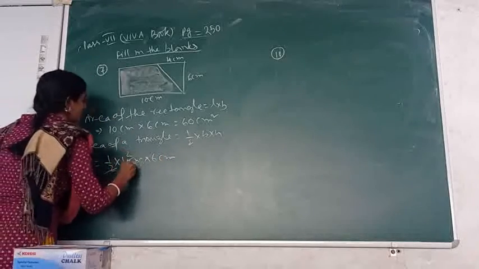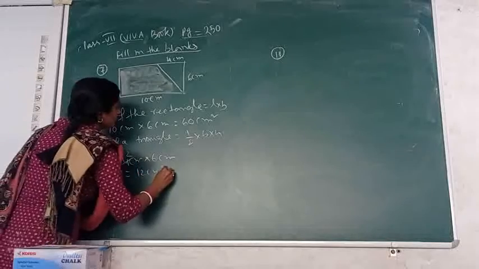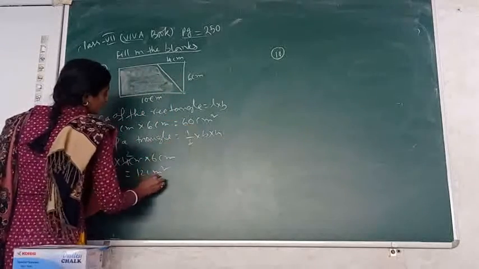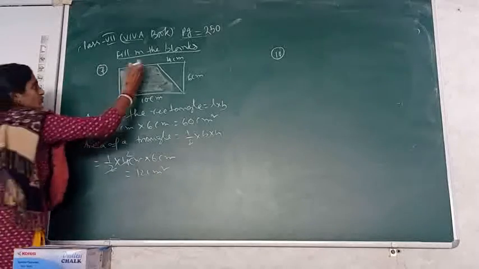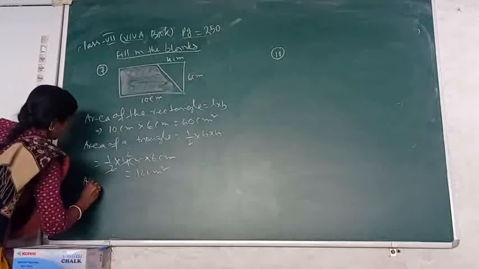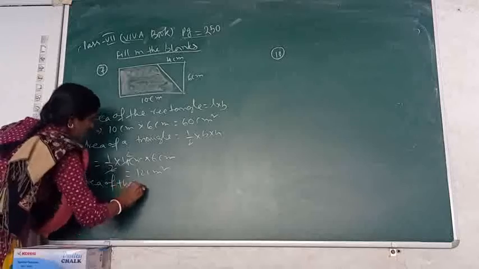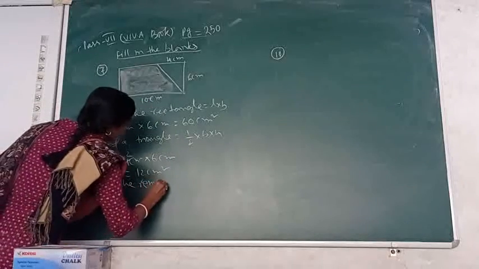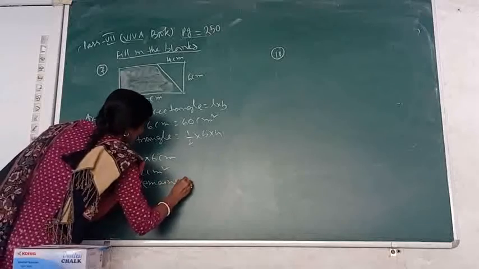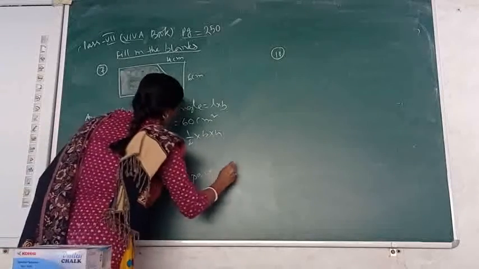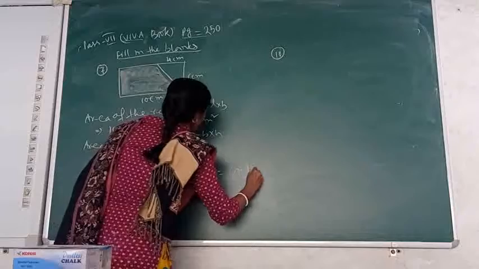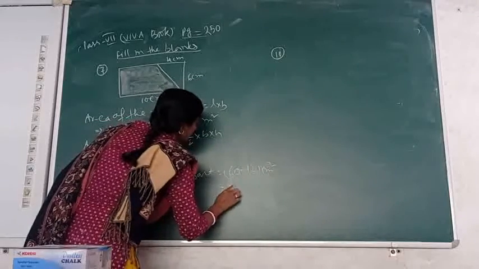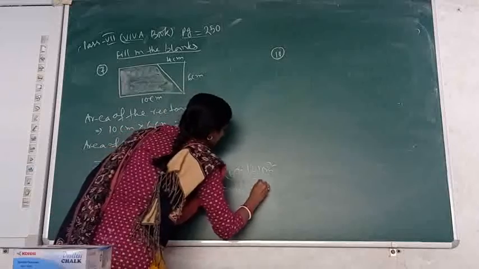So let's cancel them. What are you getting? 12 centimeter square. So from the rectangle, from 60 centimeter square I am going to subtract 12 centimeter square. I am just going to cut out this one. So the area of, here it has been asked, the remaining part. Remaining part equals what? 60 minus 12, that much centimeter square. What are you getting? Yes, it will be 48 centimeter square.